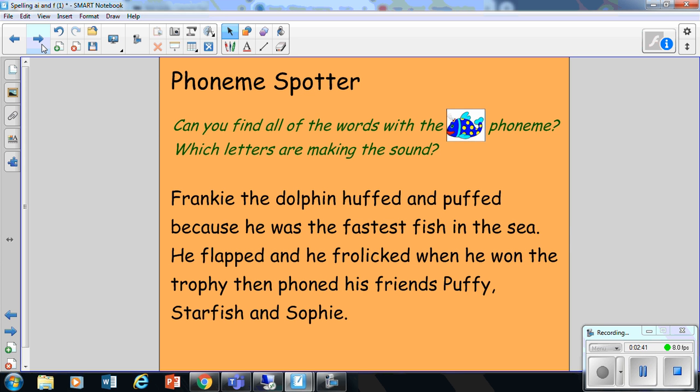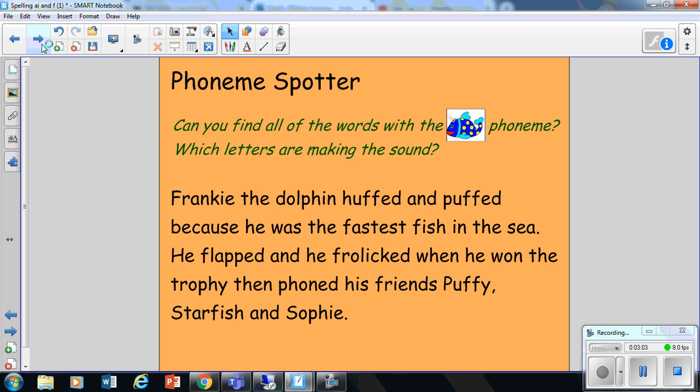Frankie the dolphin huffed and puffed because he was the fastest fish in the sea. He flapped and he frolicked when he won the trophy. Then phoned his friends Puffy, Starfish and Sophie.